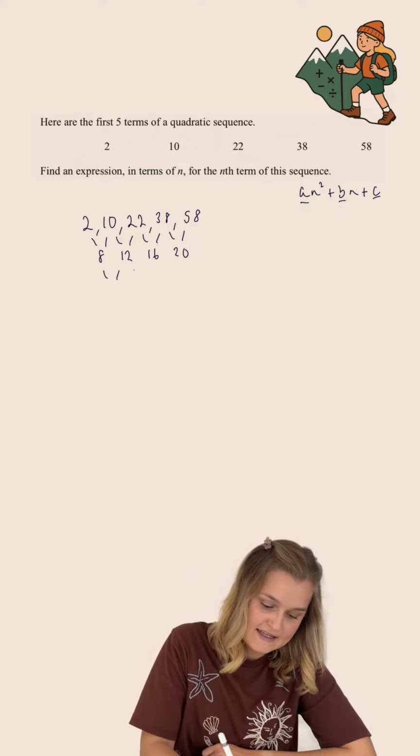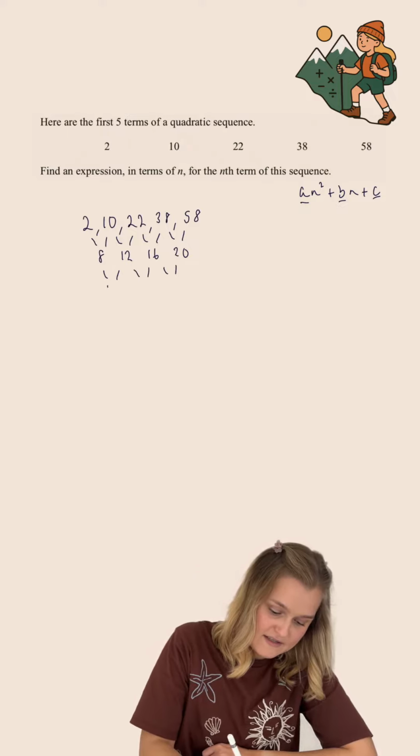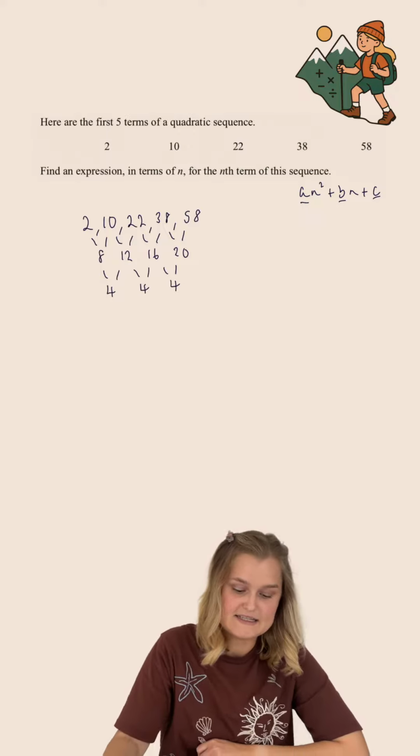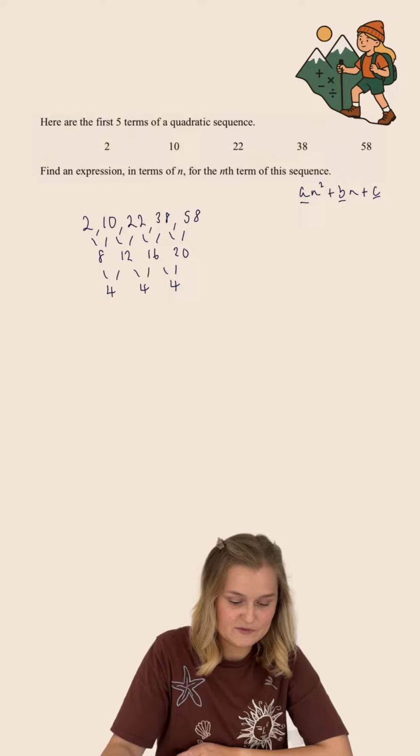Next, I'm going to find the second difference. So from 8 to 12 is a difference of 4, from 12 to 16 is a difference of 4, and from 16 to 20 is also a difference of 4.